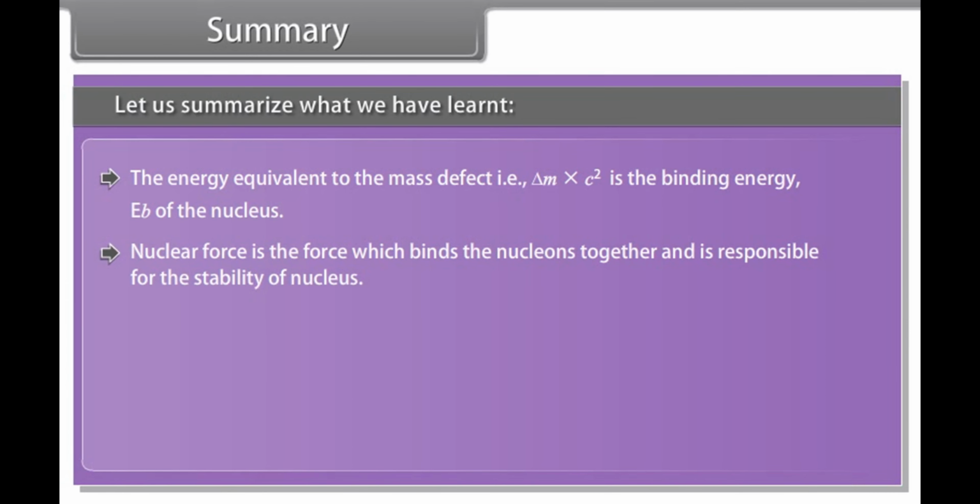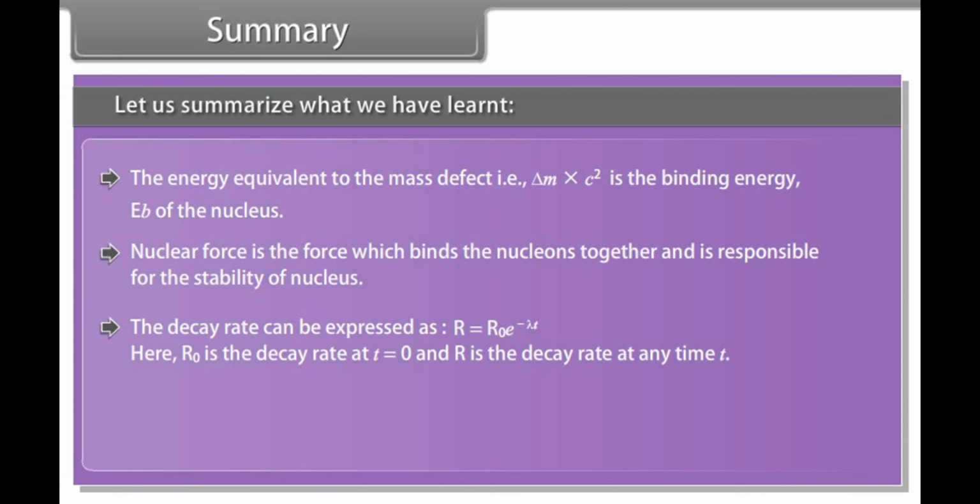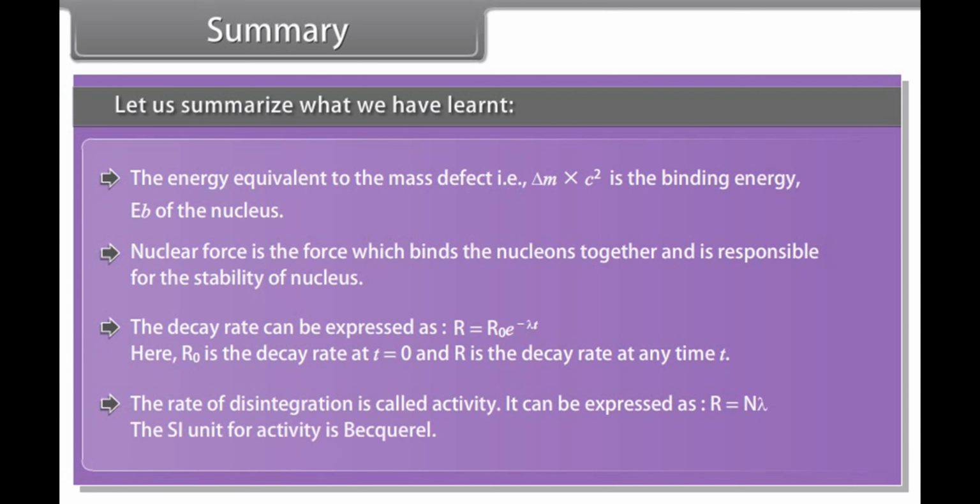Nuclear force is the force which binds the nucleons together and is responsible for the stability of the nucleus. The decay rate can be expressed as R = R0 e^(-λt), where R0 is the decay rate at t equal to 0, and R is the decay rate at any time t. The rate of disintegration is called activity. It can be expressed as shown; the SI unit for activity is becquerel.